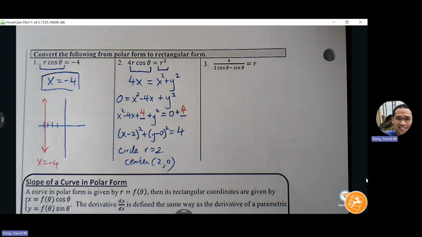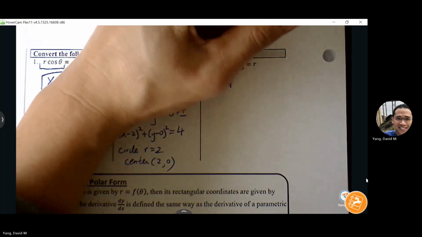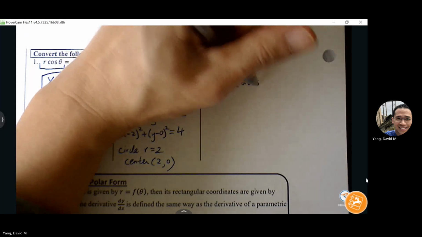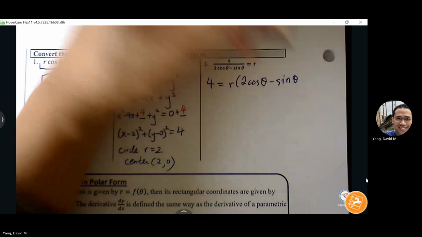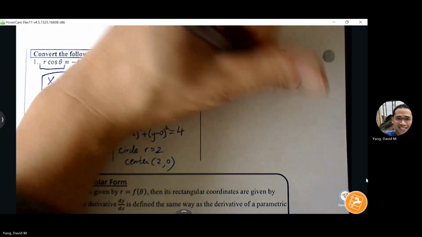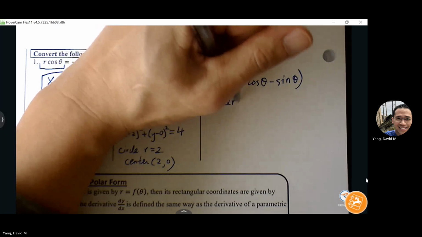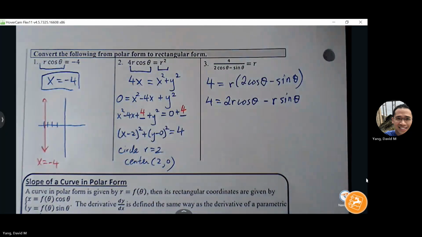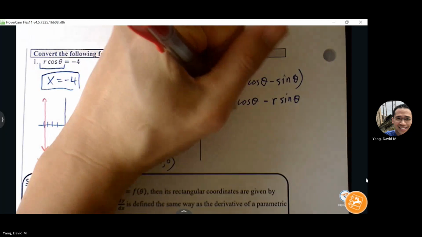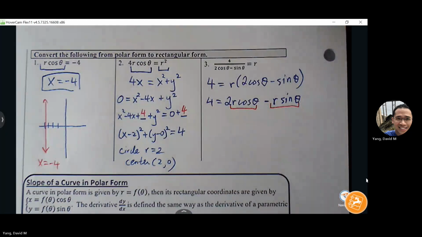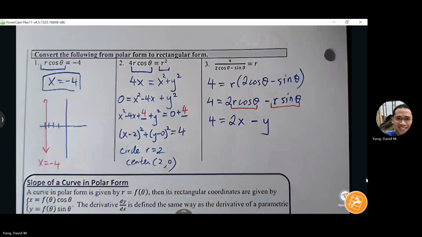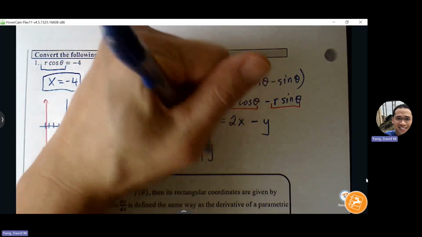Okay, next up, number 3. If I cross multiply, I can get that cosine and sine to be in the numerator. Linear equation from here.